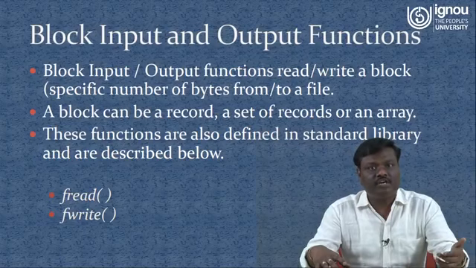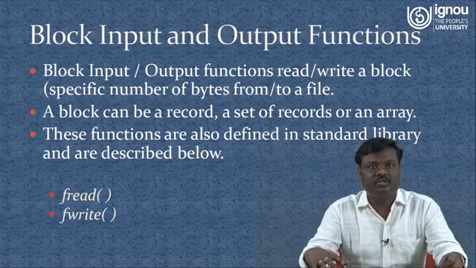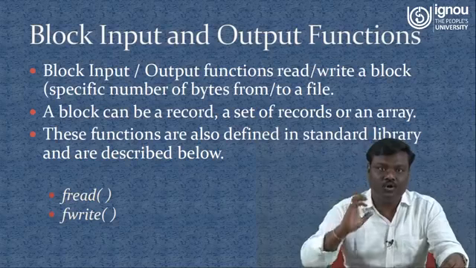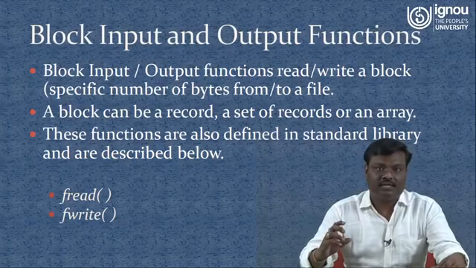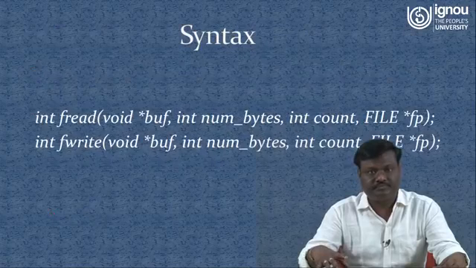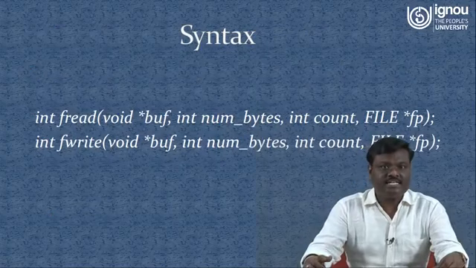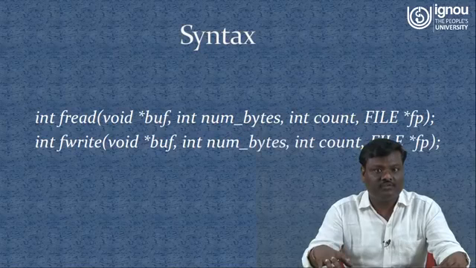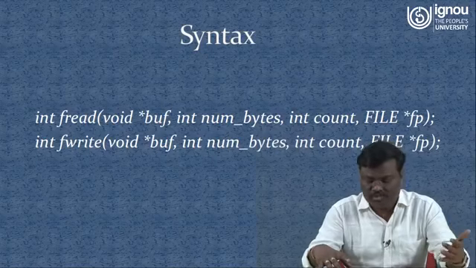And then the function to read a block as input is fread, and in order to write a block into the file, you have a function called fwrite. This is the syntax that you have to use: void pointer variable buffer, integer number of bytes, count, then file pointer. What do all these arguments point to?